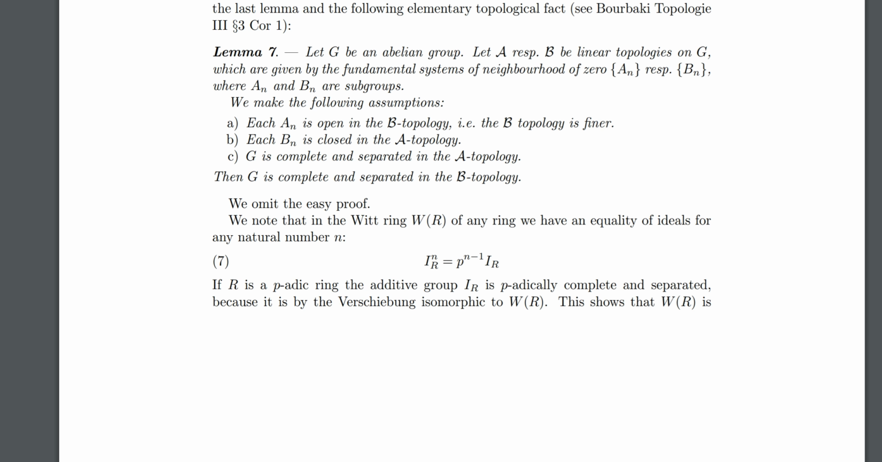Then G is complete in the A topology implies G is complete in the B topology. So you have a finer topology. If your group is completely separated in a coarser topology, you want to know whether it is completely separated in a finer topology. Well, if you are complete in a coarser topology, you don't know if you are complete in a finer one.